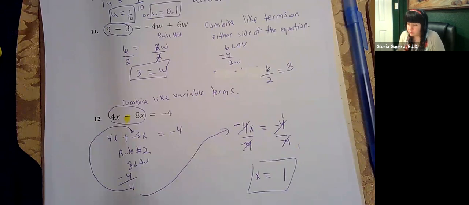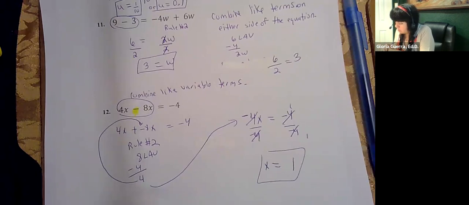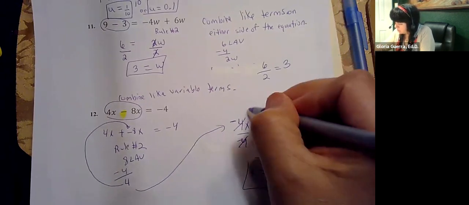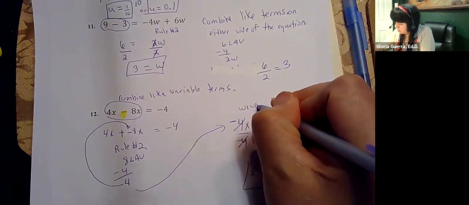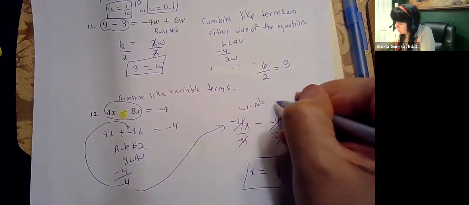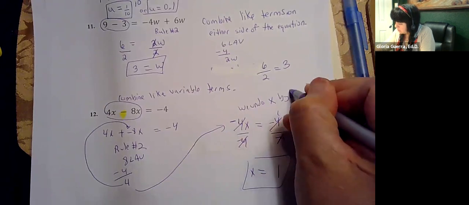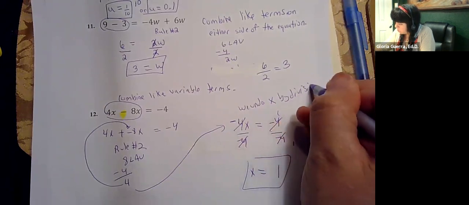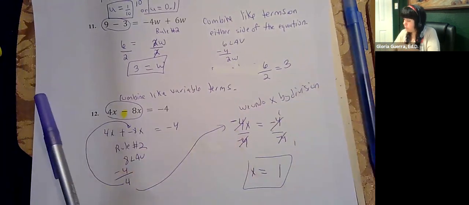So you combine like terms on number 12. And then here, remember, we undo times by division. Undo times by division.